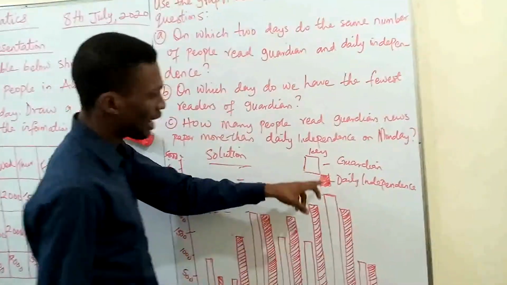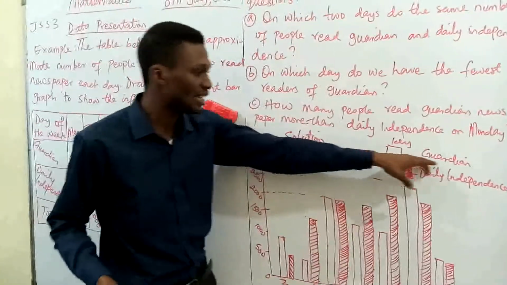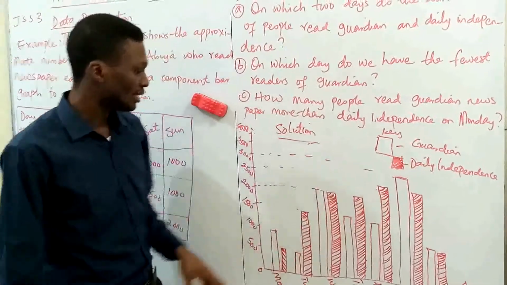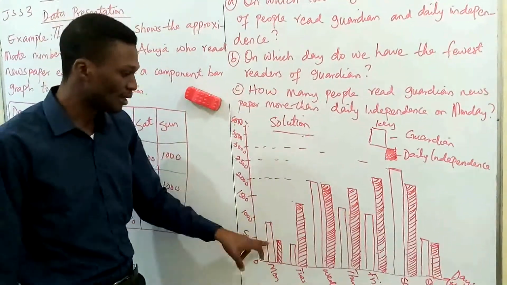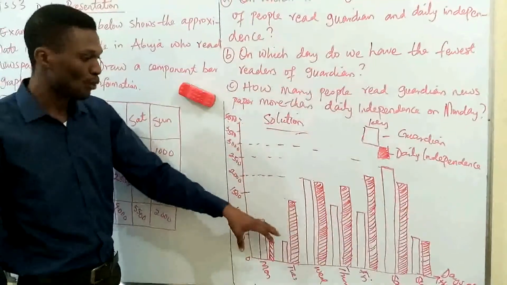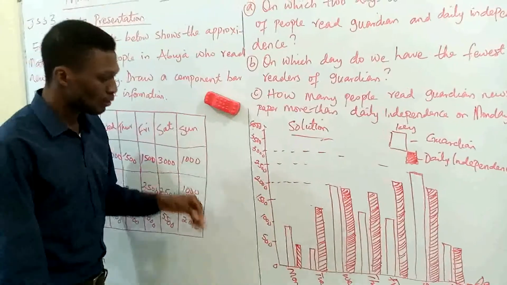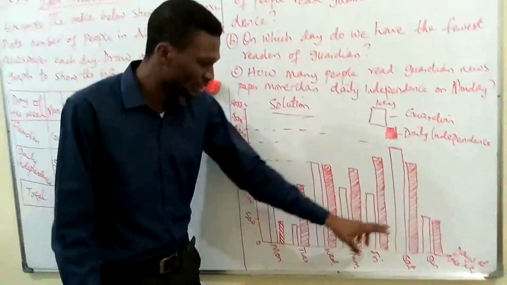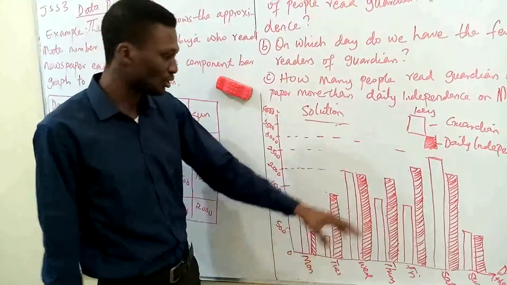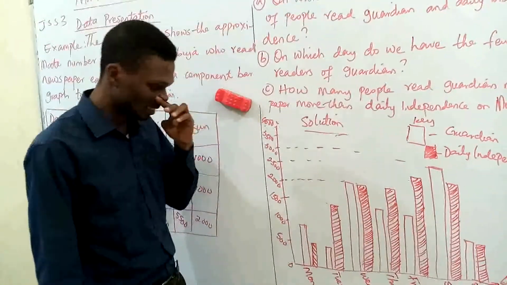And from what we have here, I chose that the empty box should represent the Guardian readers, while the shaded box should represent the Daily Independence readers. That's why the empty bars here represent the Guardian readers, while the shaded bars represent the Daily Independence readers. So our horizontal line shows the days of the week, ranging from Monday to Sunday, and our vertical line shows our number of readers.